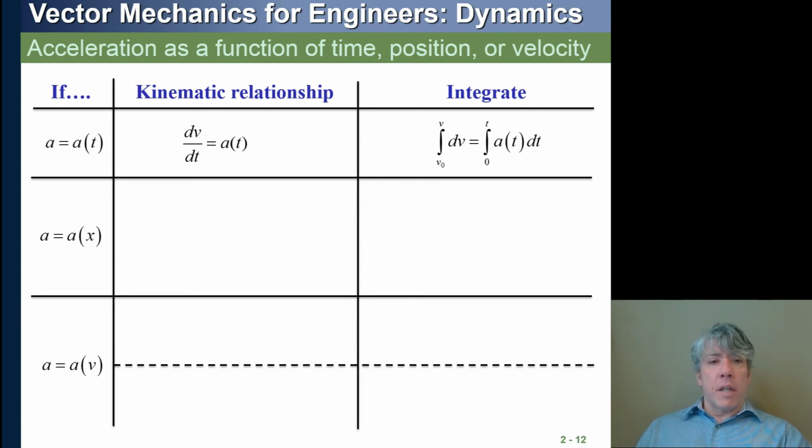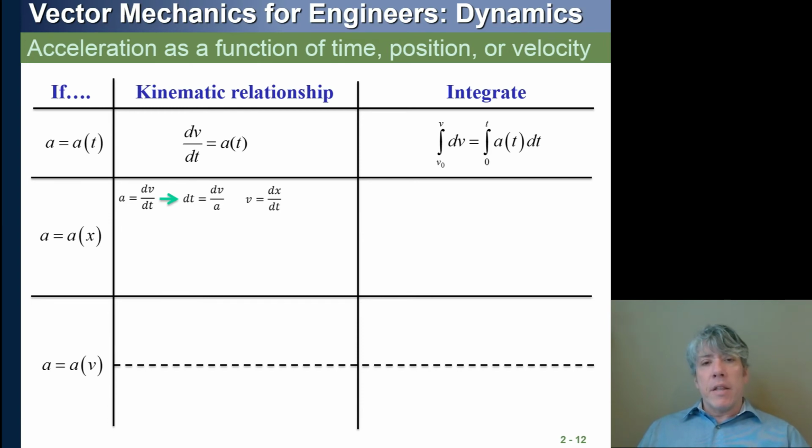Now what if the acceleration is a function of position? Well, what would that look like? Because after all, the definition of acceleration is dv by dt. So how would we change that? Well, let's rearrange it a little bit, and let's write dt equals dv over a. We'll just move things around algebraically.